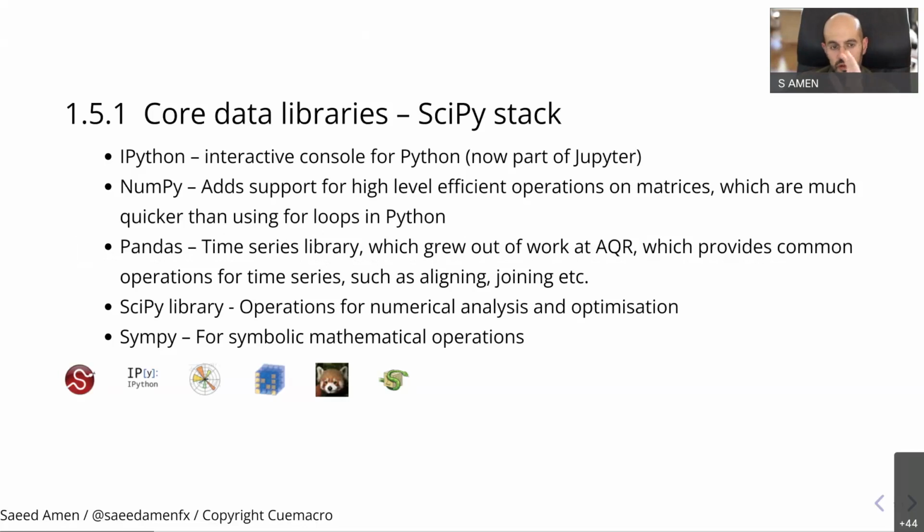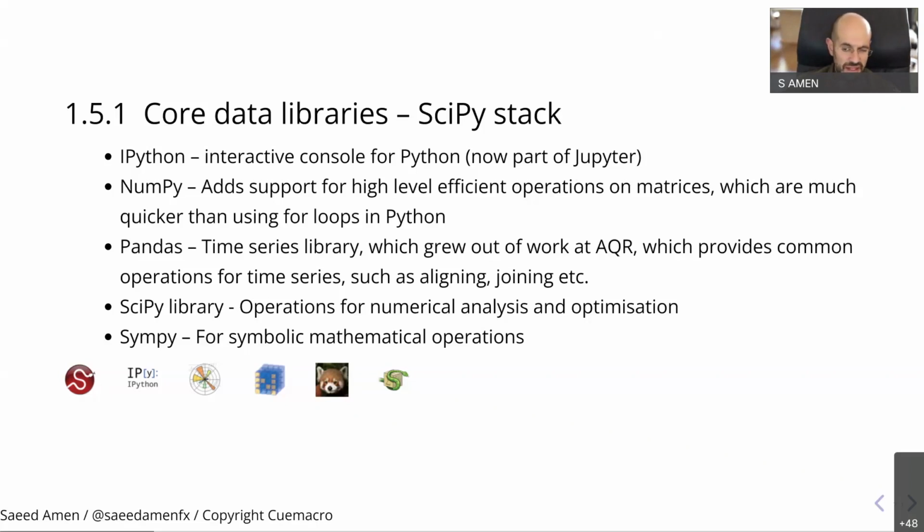So what are the core libraries for data science? Essentially, the core libraries consist of the SciPy stack. First of all, you have the IPython environment, the interactive console for Python, essentially now part of Jupyter. So this is actually a Jupyter notebook, which I'm using at the moment, albeit in kind of like a slide format. Then we have probably the key library, I would say, for data science, which is NumPy. So this adds support for doing operations on things like vectors and matrices and basically n-dimensional arrays. And this is a lot quicker than using for loops to do your arithmetic operations in Python.